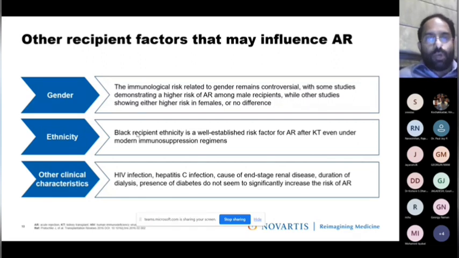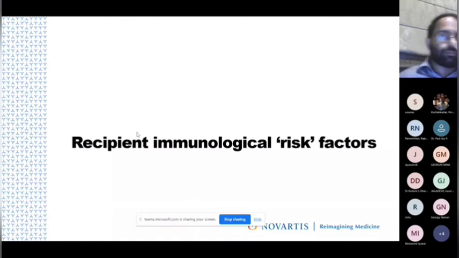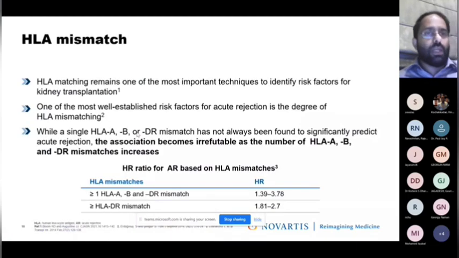Now, let us look at the more important immunological risk factor, HLA mismatch. HLA matching remains one of the most important techniques to identify the risk factors for kidney transplantation. The degree of HLA mismatch is one of the most established risk factors for acute rejection. As the number of mismatches increases, the risk of acute rejection also increases.